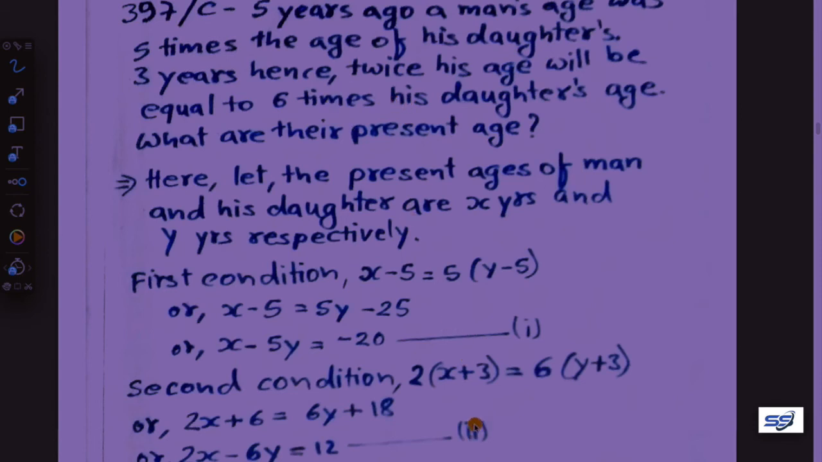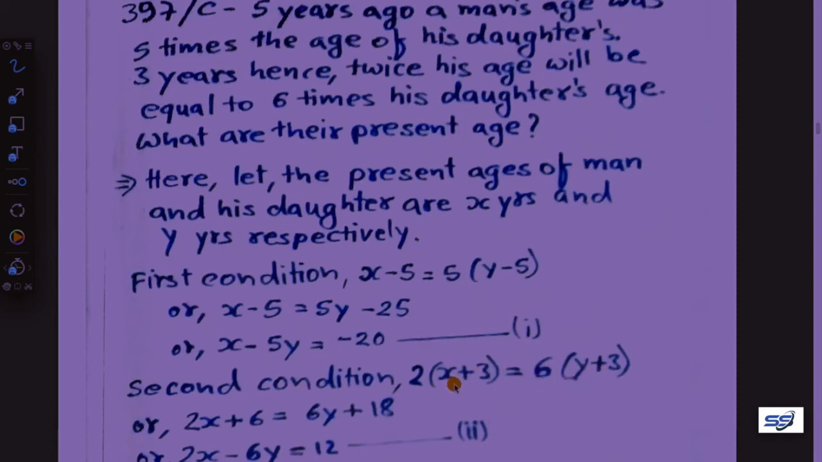3 years hence means 3 shall be added to both sides, on father's age and daughter's age. X plus 3, y plus 3. Now, twice the age of father means 2 into x plus 3, and 6 times the age of daughter means 6 shall be multiplied to daughter's age. Now, 2 into x plus 3 equal 6 into y plus 3.